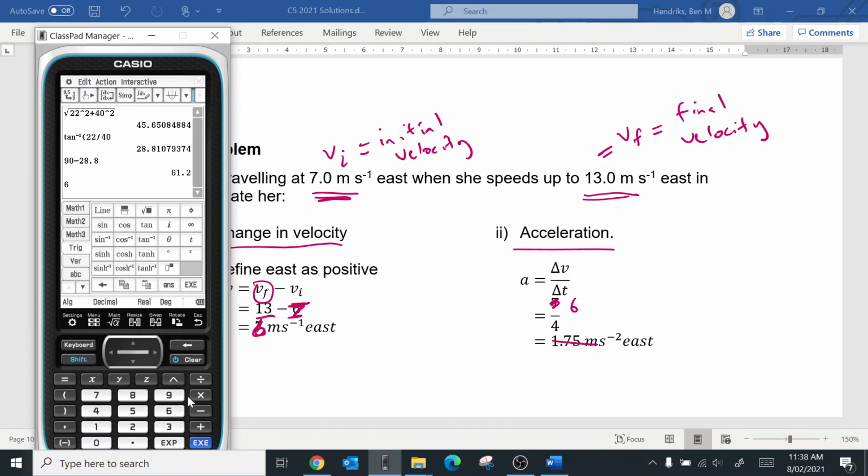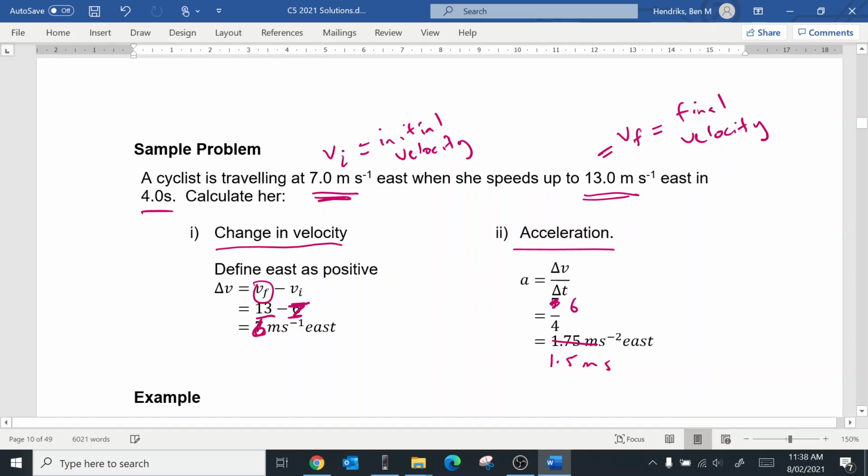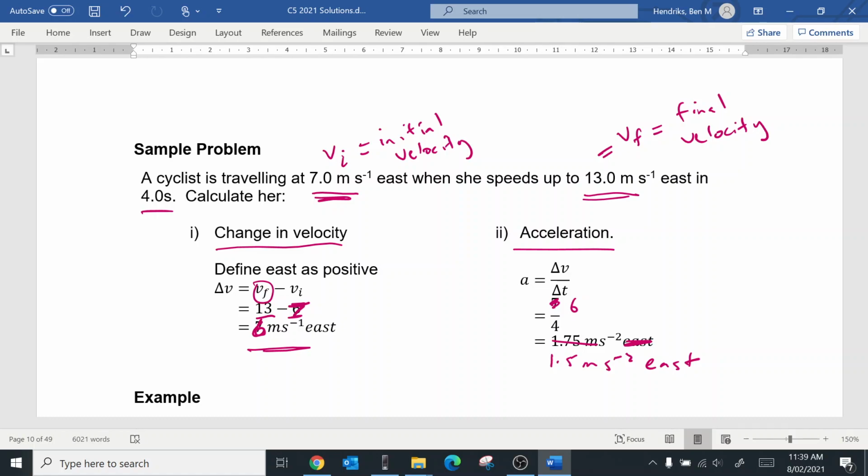So if we go 6 divided by 4, 1.5, what am I talking about? So it's actually 1.5 meters per second east. That is the acceleration. So it's a bit of a typo there. So the change in velocity was equal to this one, divided by time, 4. So it's actually 1.5 meters per second squared east.